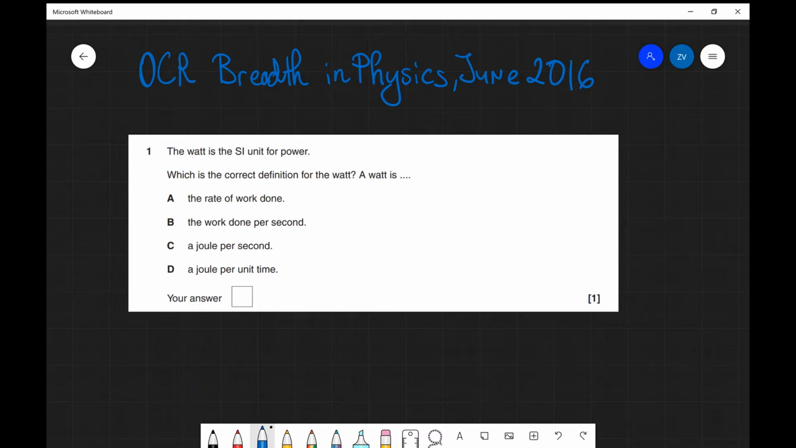First off, the watt is the SI unit of power. That is actually one of my sort of favorite puns. What is the unit of power? Now that I've gotten this out of the way, let's have a look through the actual question, which is the correct definition for the watt.